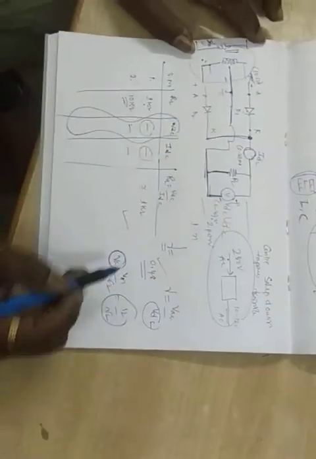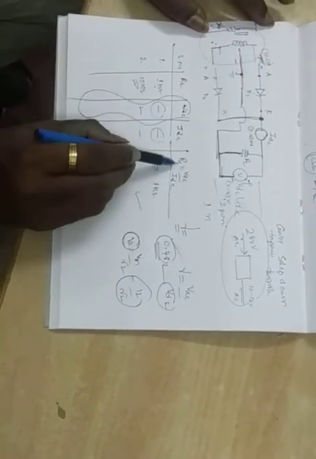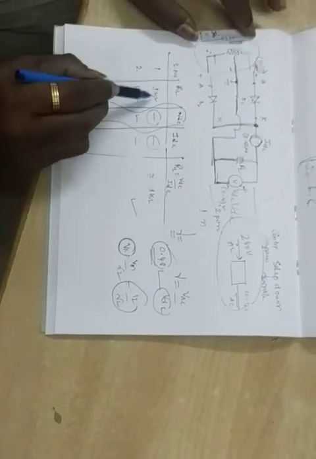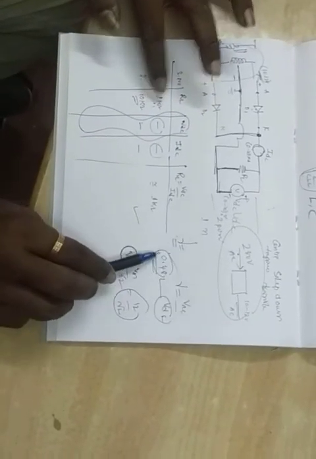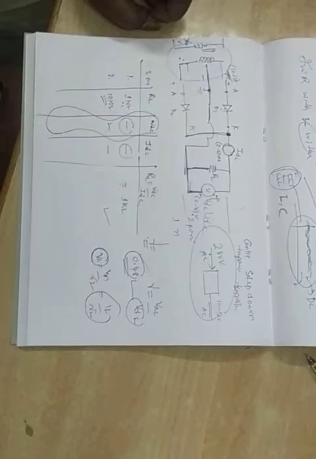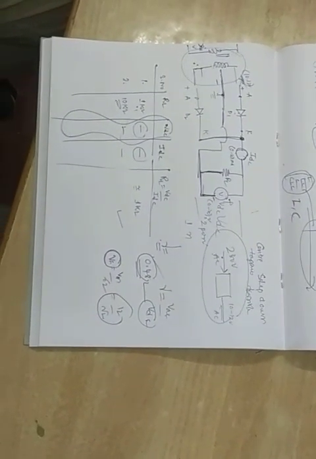Yes. And you should go with the two readings. One is that the ratio between VDC and IDC should equal the load resistance, and the ripple must equal 0.48. With this, your second experiment is also complete.